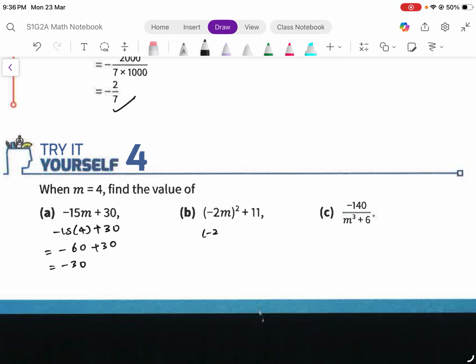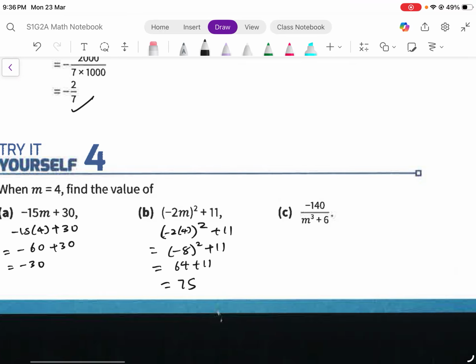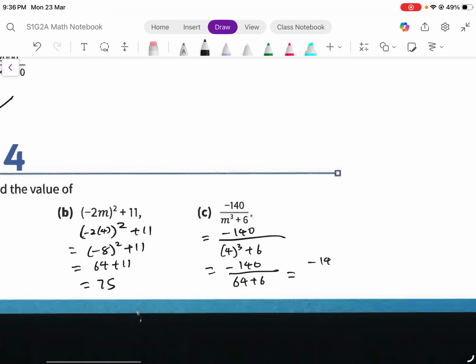Then down here, let's say I expand first. 2m is 4 squared, right? So I need to multiply the 2 minus 2 is 4. I get minus 8 squared plus 11. I get 64 plus 11, 75. Okay, then the last one, minus 140 m to the power 3, right? So 4 power 3 plus 6. 4 times 4, 16, 64 plus 6, minus 140 over 17. So it's minus 2.